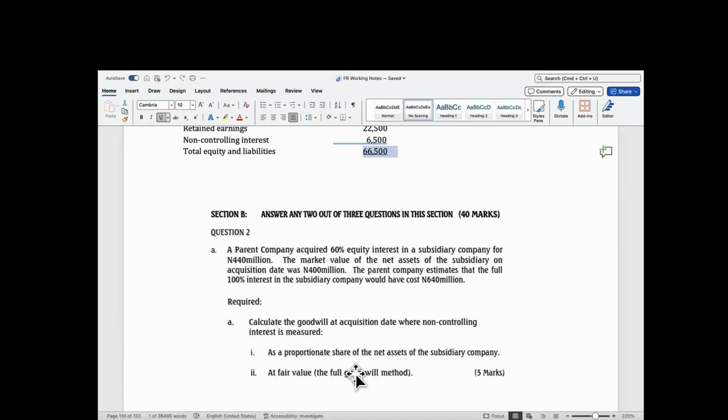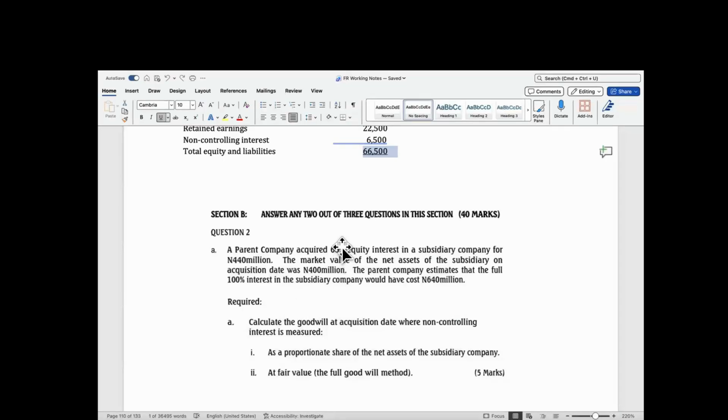But the second one, if you are using full or fair value method, in this case, that's where you would look for the share price of the subsidiary, but here we're not given. But I'm told that the parent company estimates that the full 100% interest in the subsidiary will have cost 640 million. So if I were to buy the subsidiary 100%, I will have paid 640 million. That's the market value.